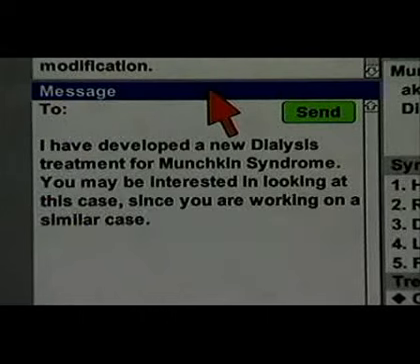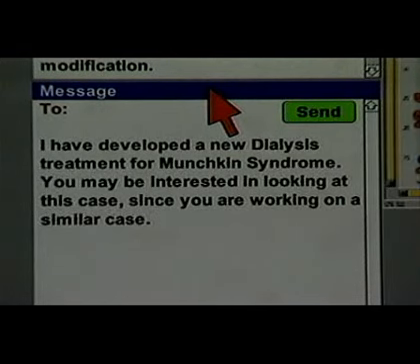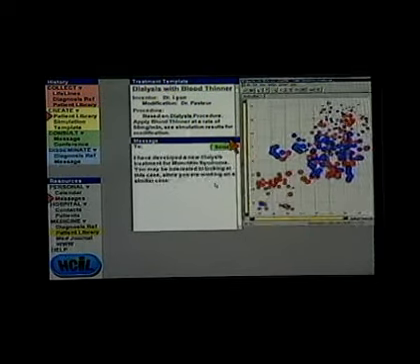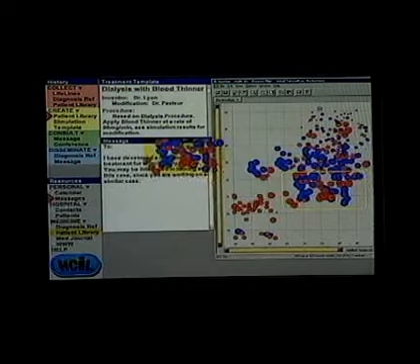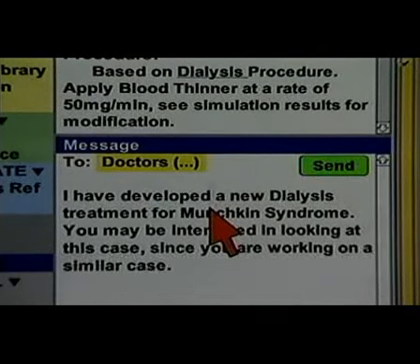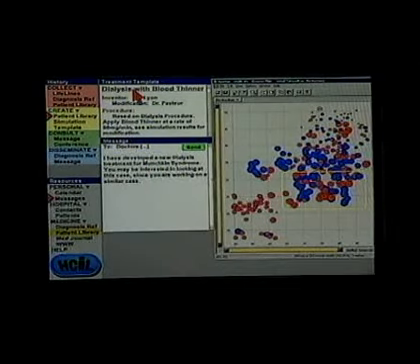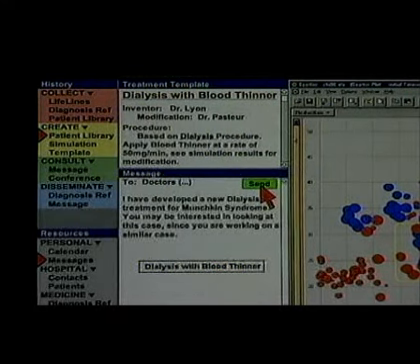And he writes a message: I have developed a new dialysis treatment for Munchkin syndrome. You may be interested in looking at this case since you are working on a similar case. And he goes back to the patient library, and he grabs the cases in which a patient had high blood density, and he puts those into the message and extracts the doctor's name so that all the physicians treating similar cases will receive this message. He drags in the dialysis treatment plan, and he's got his message composed, and he sends the message.